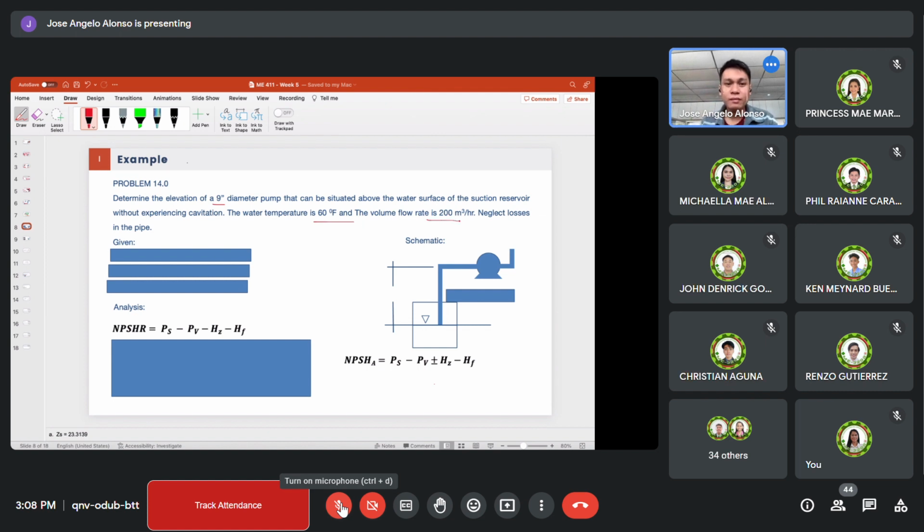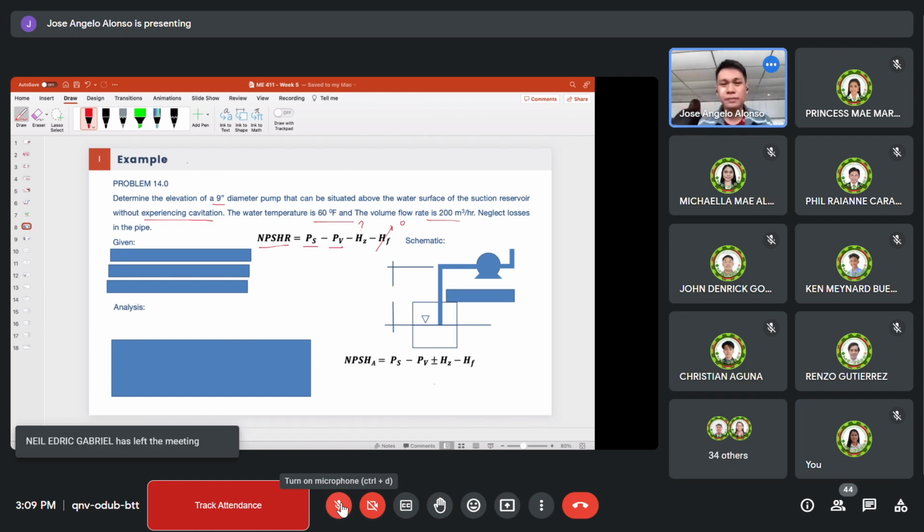So again, without experiencing cavitation, related na naman sa cavitation, so ang equation natin dito will be the net positive suction head required is equivalent to pressure ng suction minus vapor pressure minus the elevation, which is ito yung kukunin natin, minus the friction losses. So sa friction losses, pinapaneglect sa atin, so 0 lang. Kailangan natin ma-determine para makuha si elevation is the net positive suction head required, pressure ng suction, and the vapor pressure. Gusto natin kukunin si net positive suction head required.